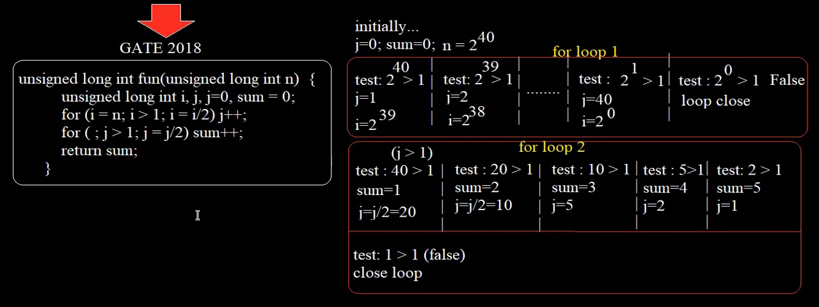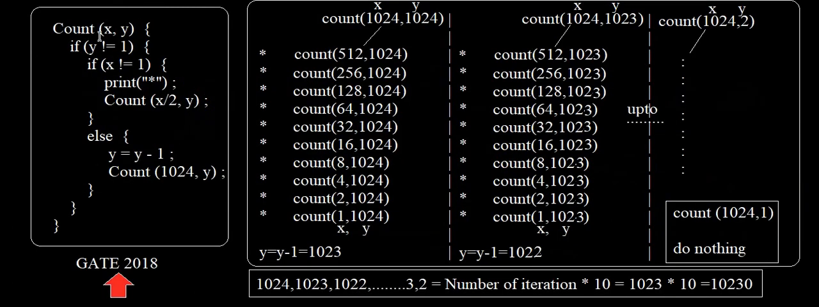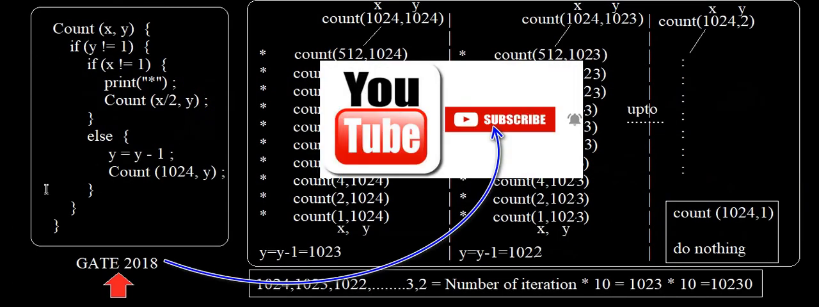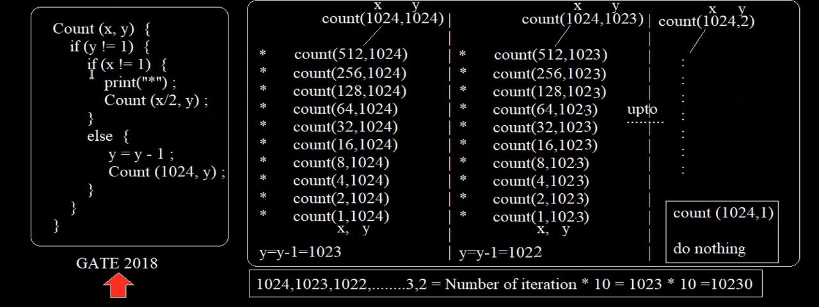The answer is 5. Now let's see this question, count(x, y), and it's an if statement given in nested form. We have to print star if y is not equal to 1 and x is not equal to 1. Then we have to print star and call count(x/2, y), and if this condition is not satisfied, then else y equals y minus 1.